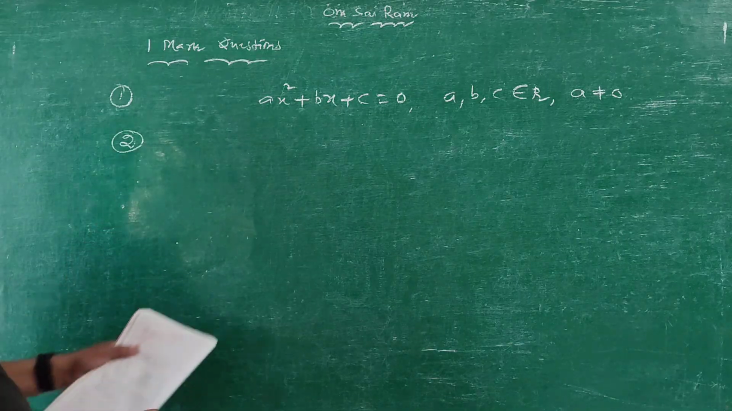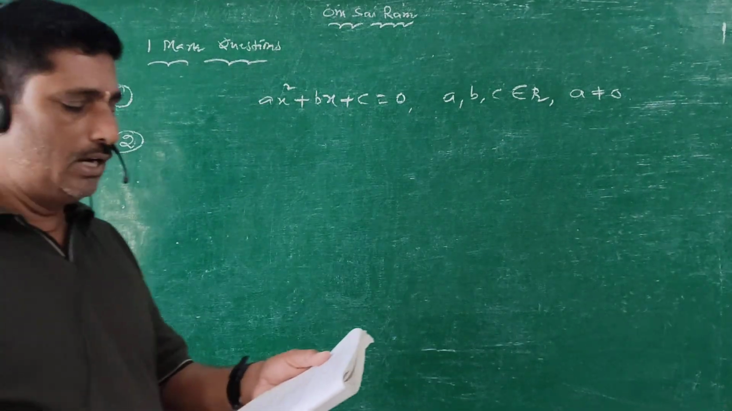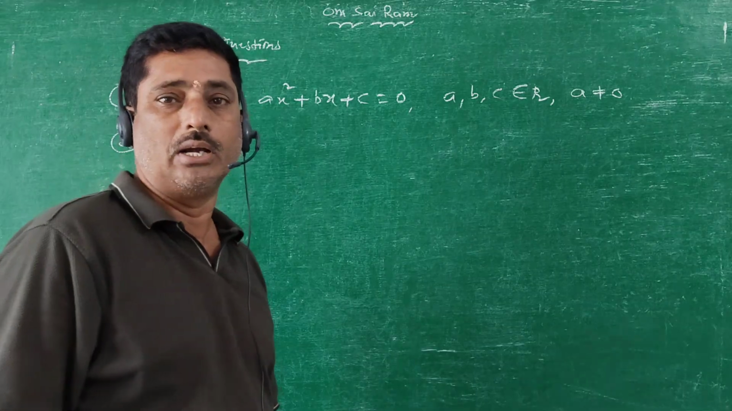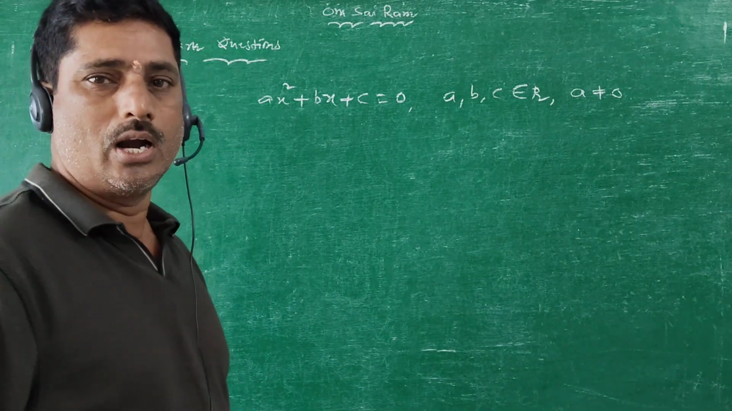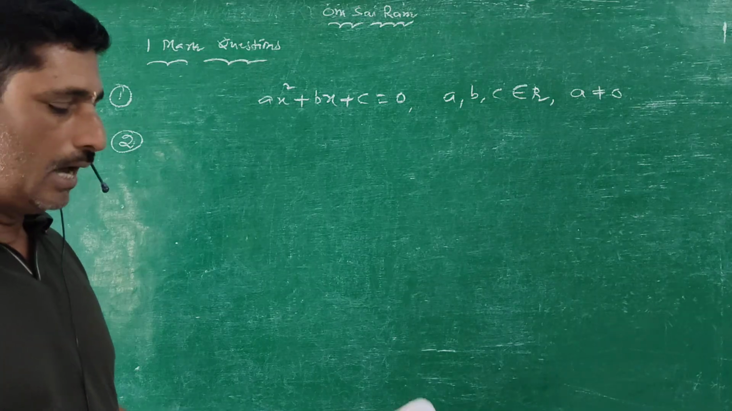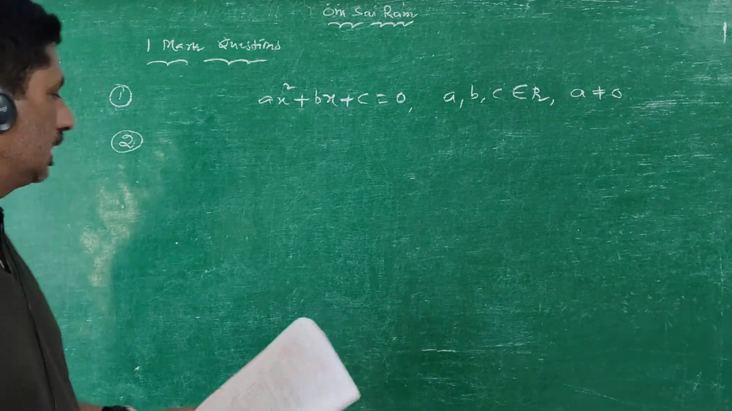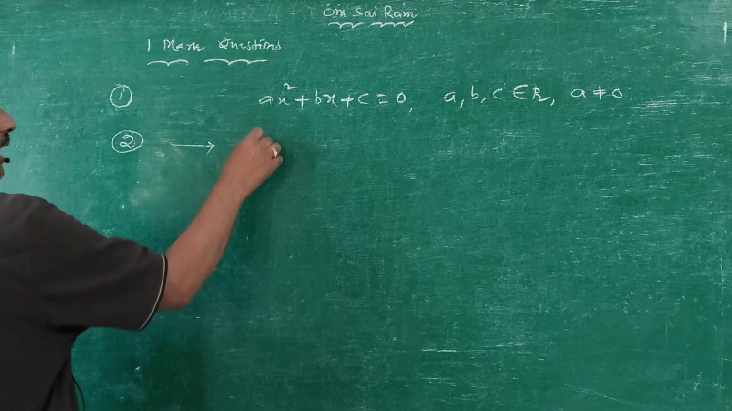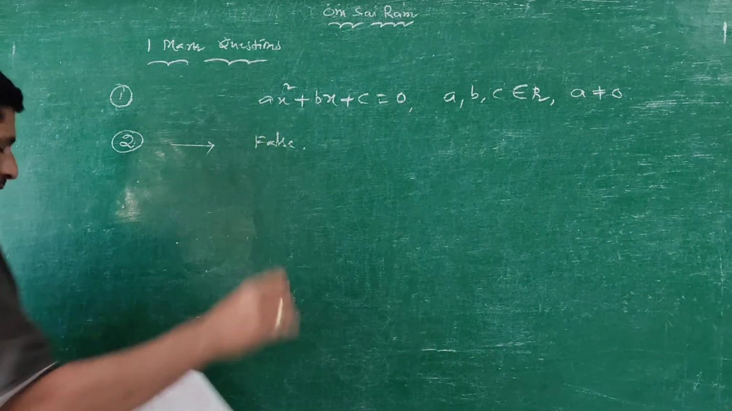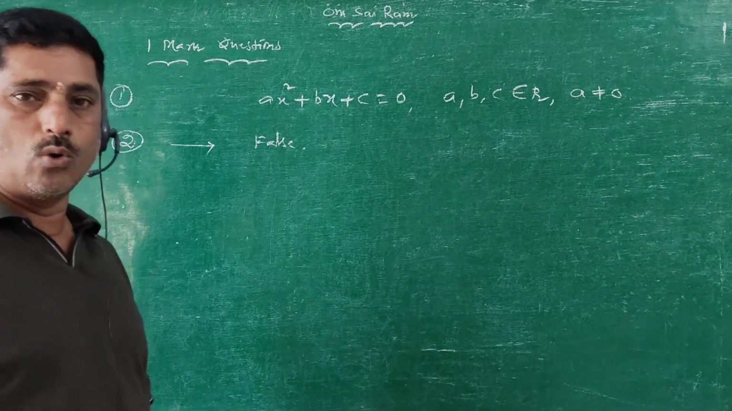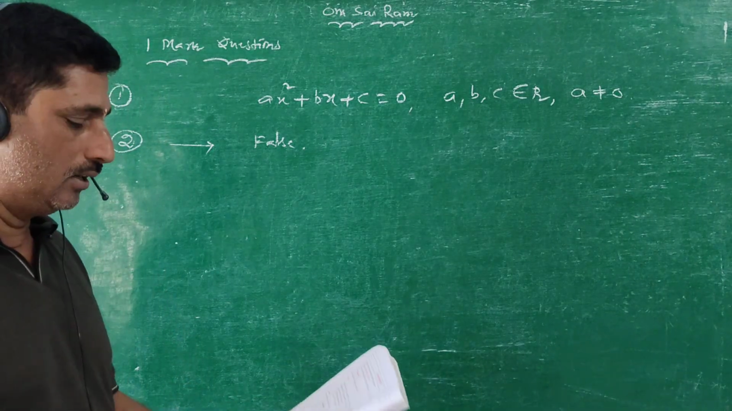What is the second question? Every quadratic equation has at least one real root. This is a false statement. Actually, every quadratic equation has at most two roots. It has two roots. But the given statement is false. The answer for the second one is false.